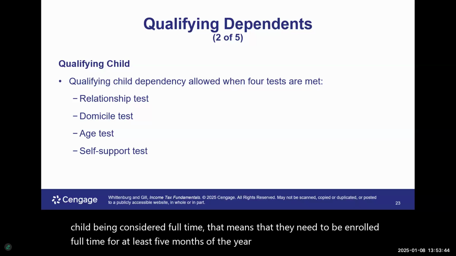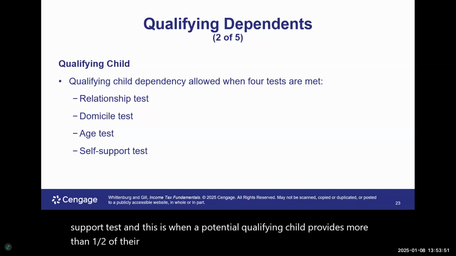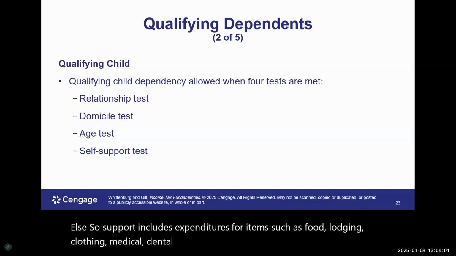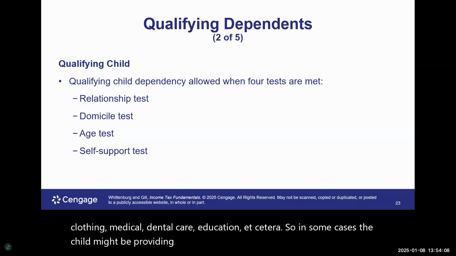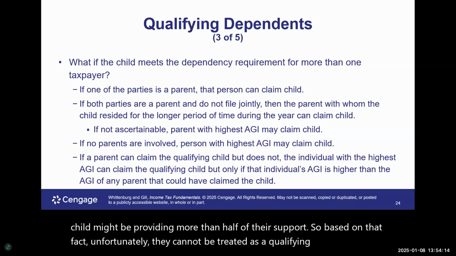Lastly, we have the self-support test, and this is when a potential qualifying child provides more than one half of their own support. They can't be claimed as a dependent of someone else. Support includes expenditures for items such as food, lodging, clothing, medical, dental care, education, etc. In some cases, the child might be providing more than half of their support. Based on that fact, unfortunately, they cannot be treated as a qualifying child.